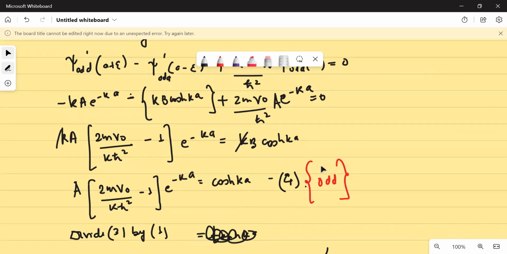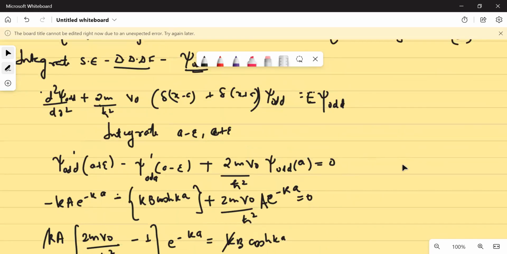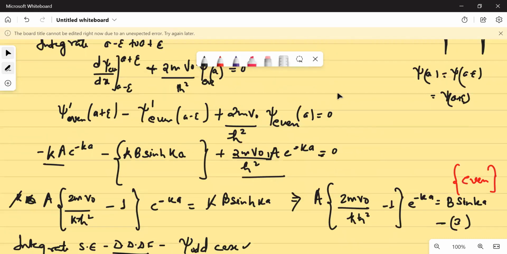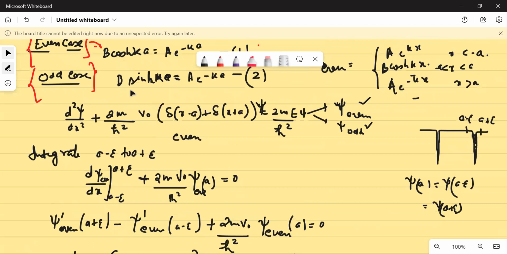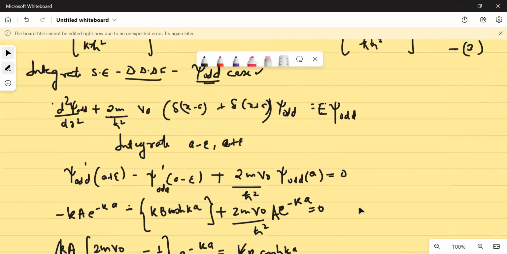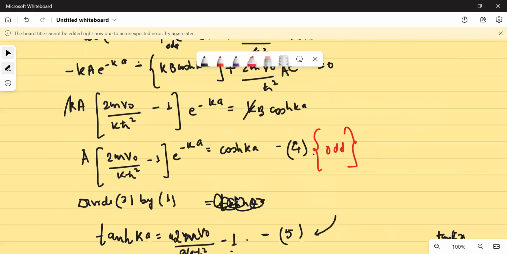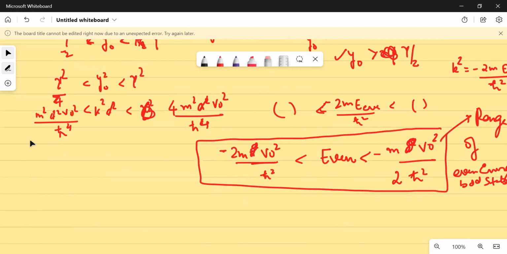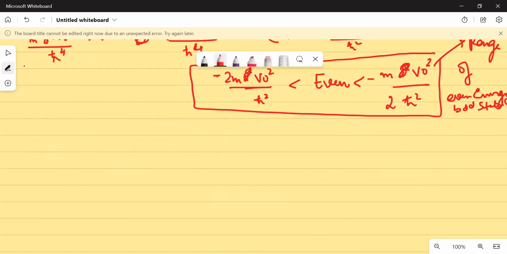Cot hyperbolic. We'll try to remain with tan hyperbolic only, because its graph comes quickly. So I'll make this your odd equation. I'll divide 2 by 4. Is that clear? So that things will remain in tan hyperbolic symmetry.